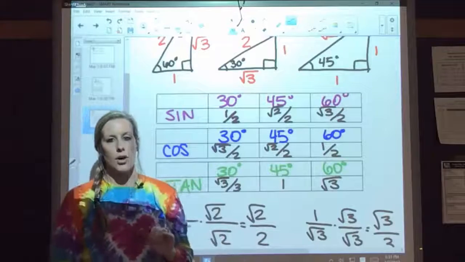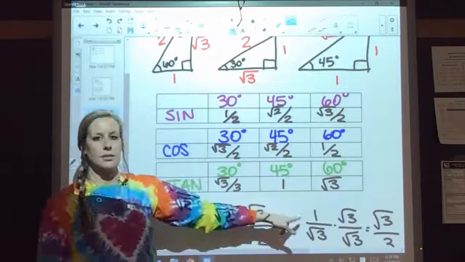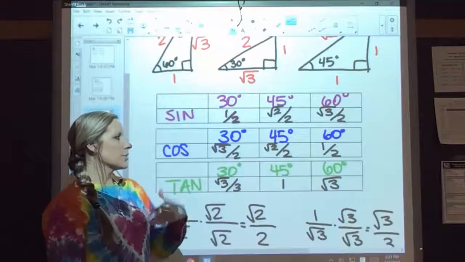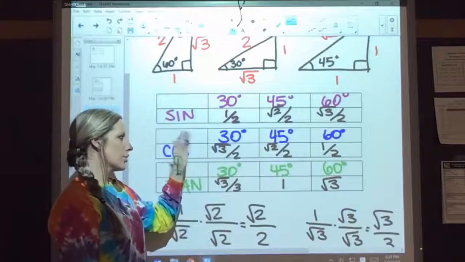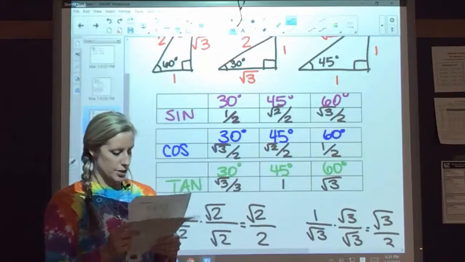So tomorrow, whenever y'all fill out your whole circle, you'll be using these values. So instead of doing this all over tomorrow, you can use your chart. Make it go a little faster.